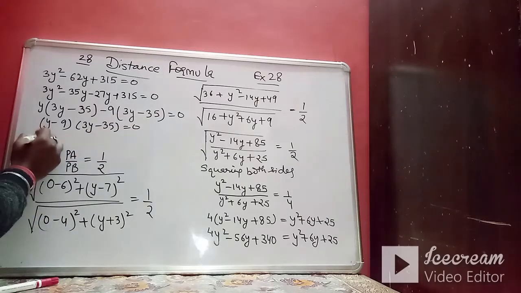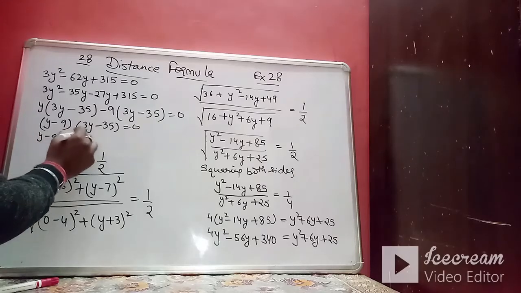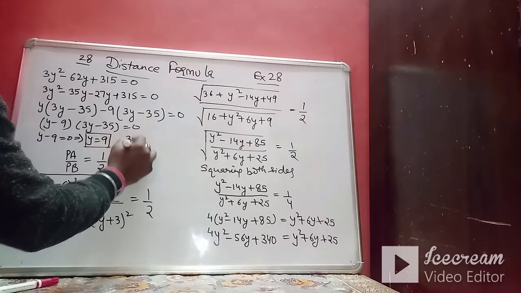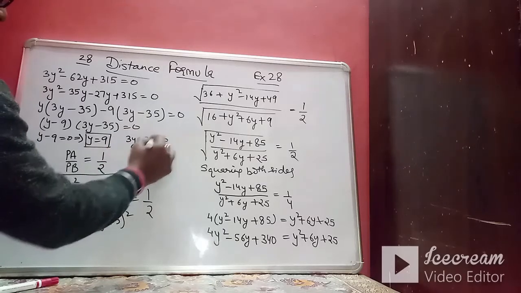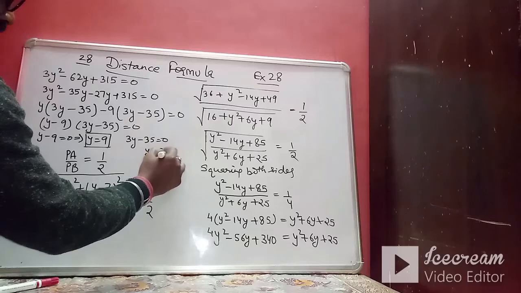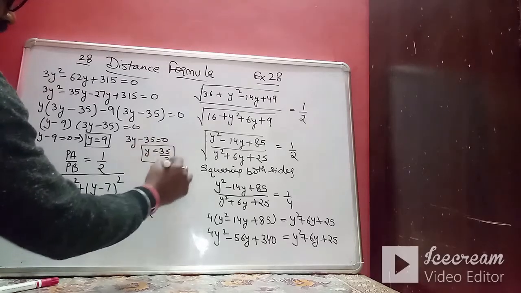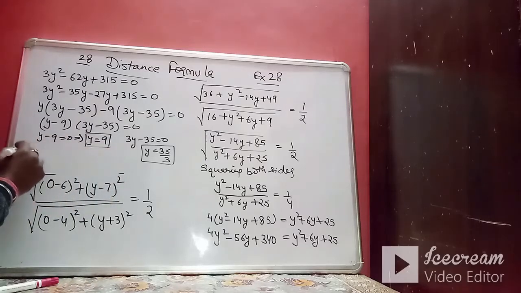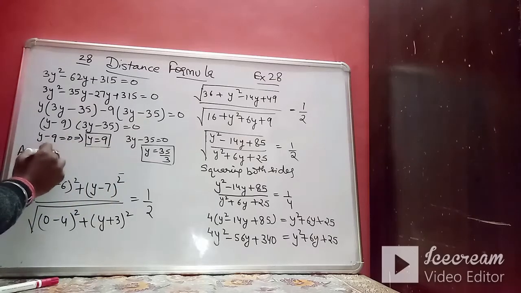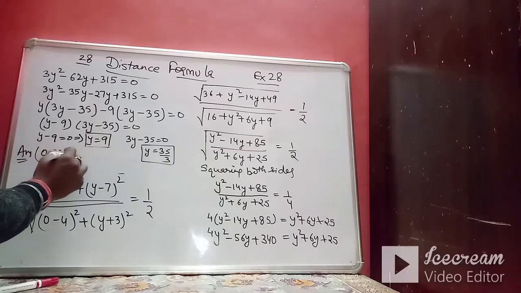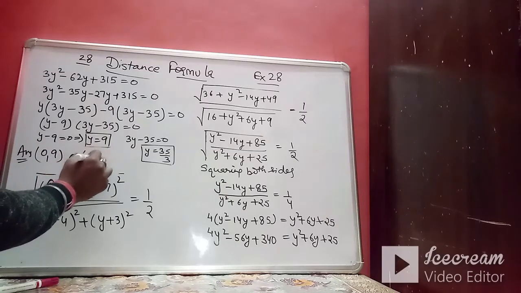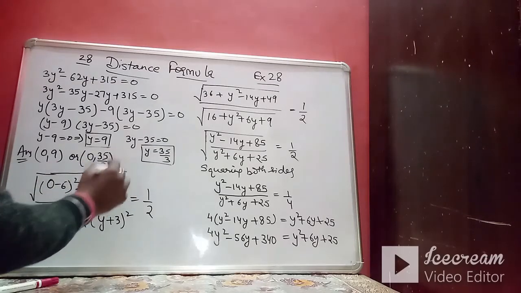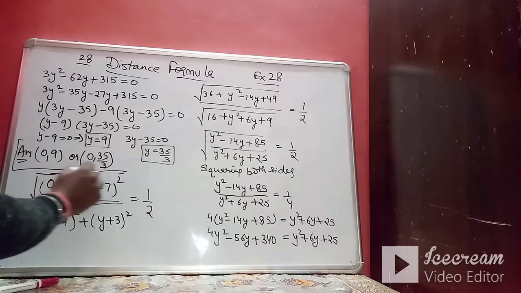So what will we get? y minus 9 equal to 0, so y equals 9, and 3y minus 35 equal to 0, so y is equal to 35 upon 3. Finally, what will be our answer? Our answer will be (0, 9) or (0, 35 upon 3). Okay, so this will be our answer.